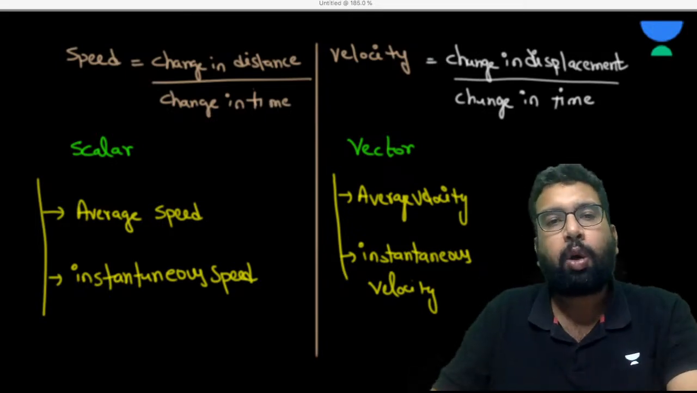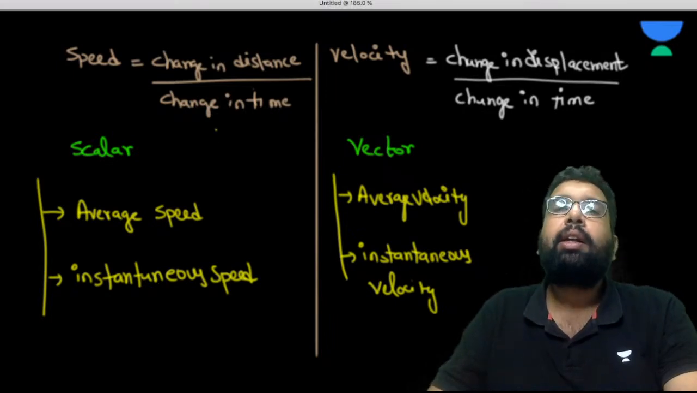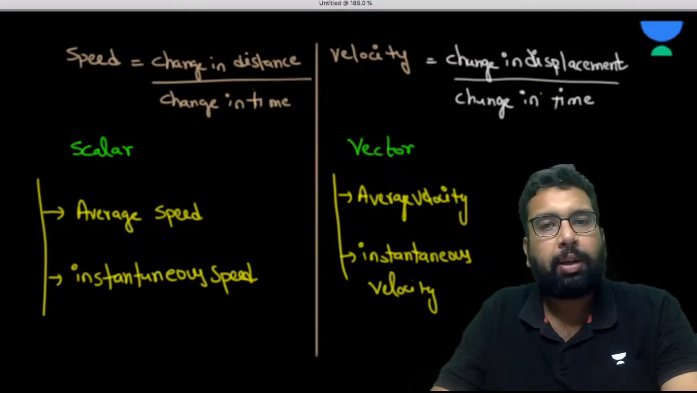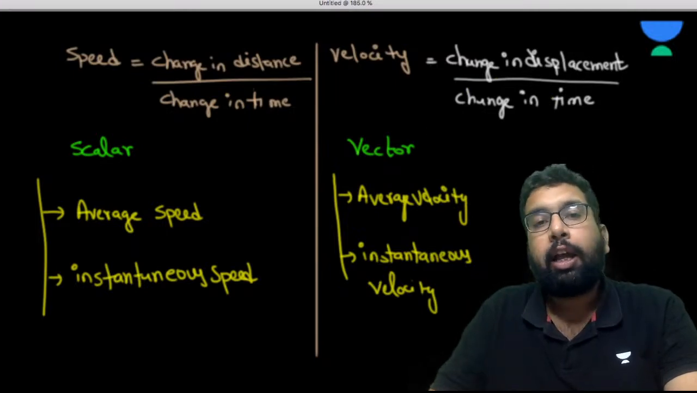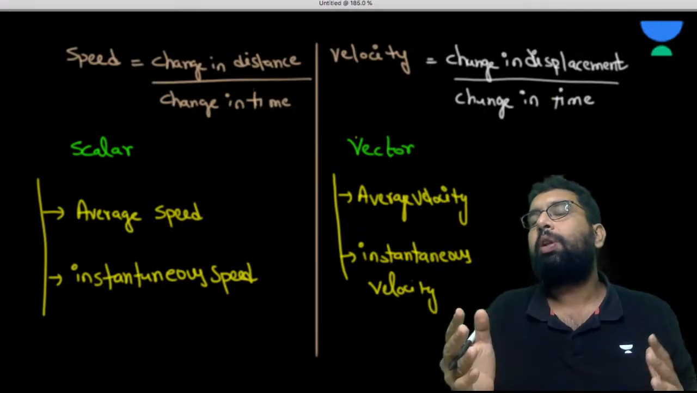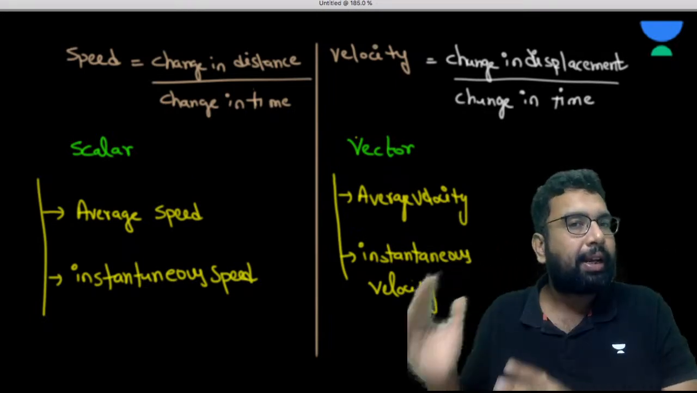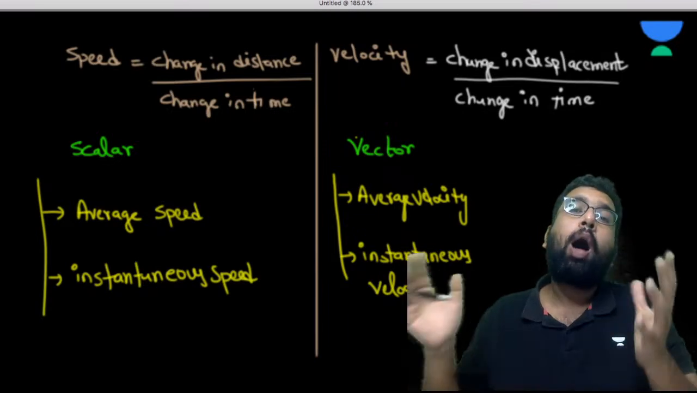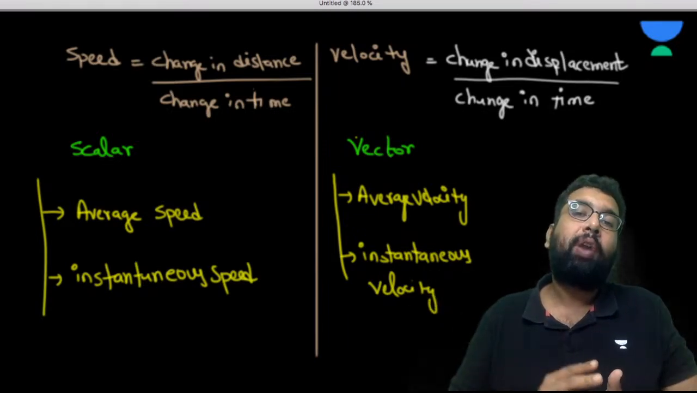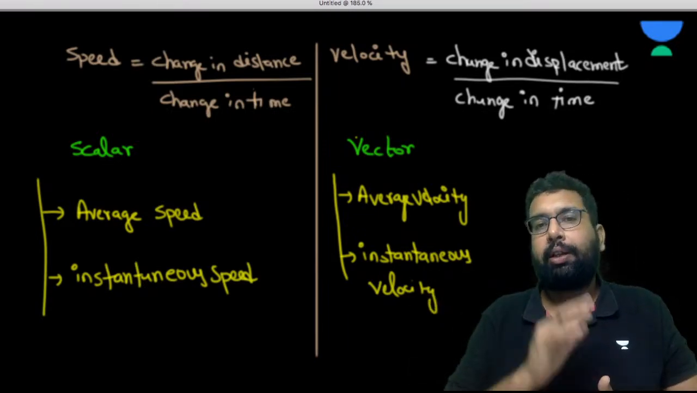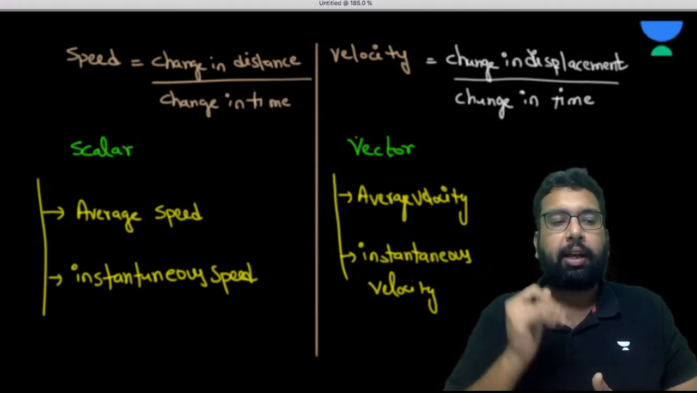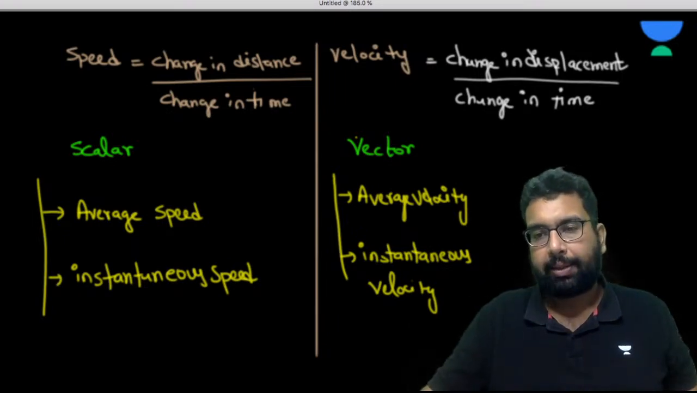When we talk about speed, it is change in distance upon change in time. Velocity is change in displacement upon change in time. That is the difference between speed and velocity. Now, how is average speed different from instantaneous speed, or average velocity from instantaneous velocity? This is something we must think about.